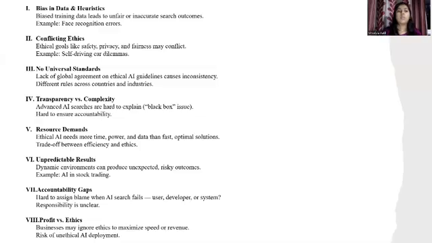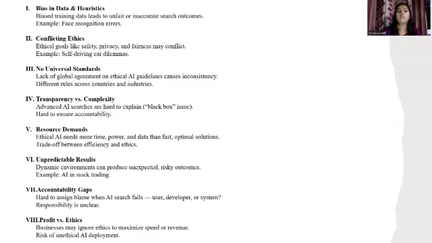So next one is no universal standard. The lack of global agreement on ethical AI guidelines causes inconsistency. Different rules across countries and industries. So next, transparency versus complexity. Advanced AI searches are hard to explain, the black box issue.